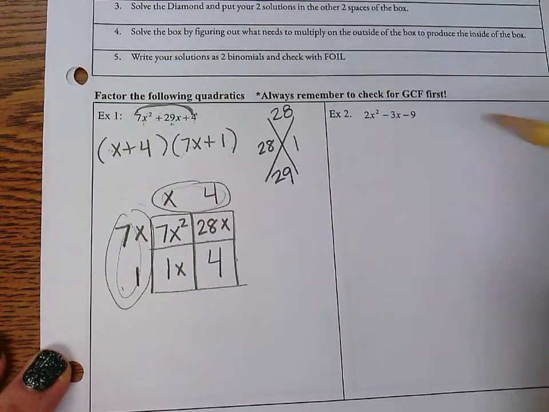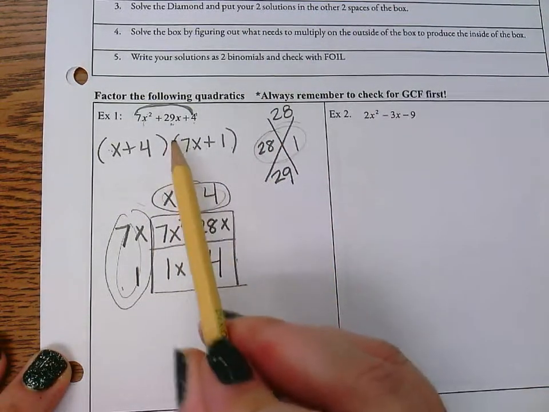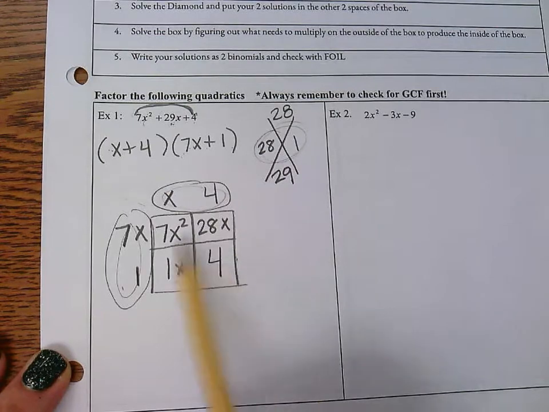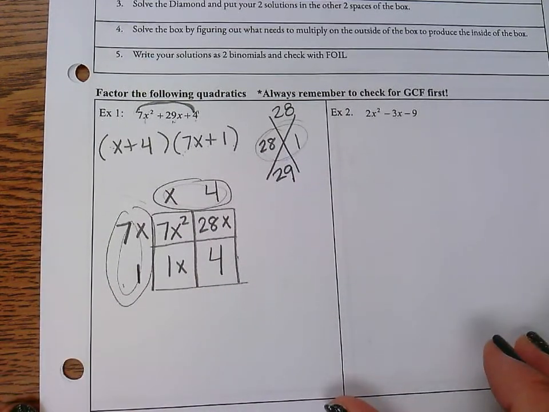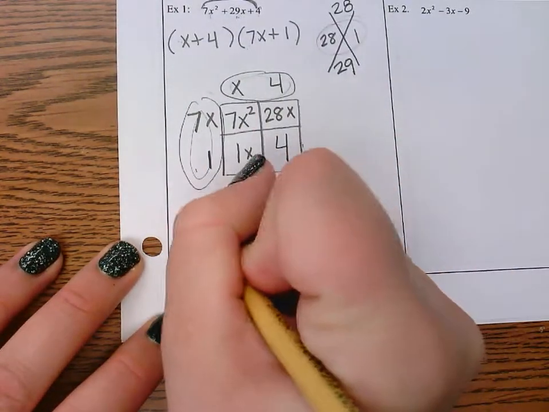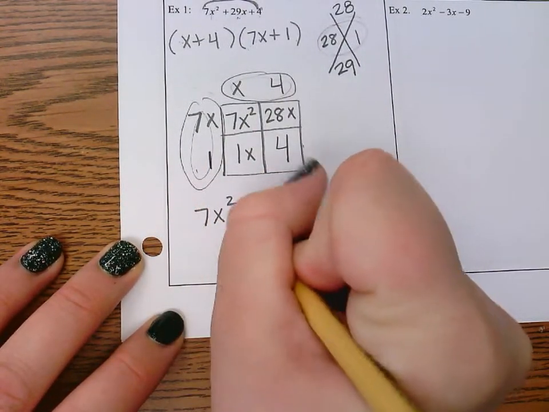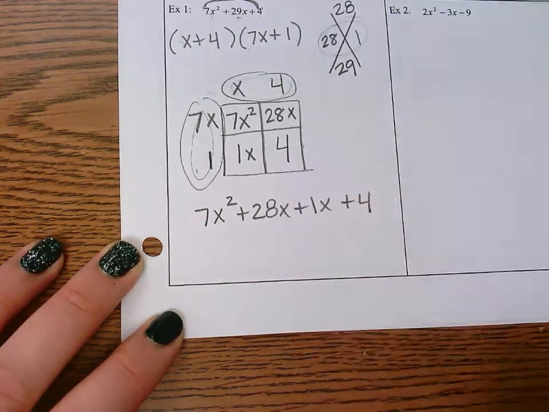So see how this 28 and this 1 don't show up in the final answer? The 28 and the 1 show up inside the box. And just in case some of you like grouping, to refresh your memory, instead of setting up the box, you write out your four terms for grouping. Does that look familiar to anyone?